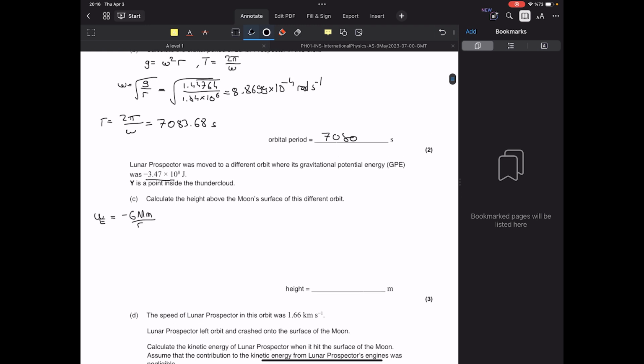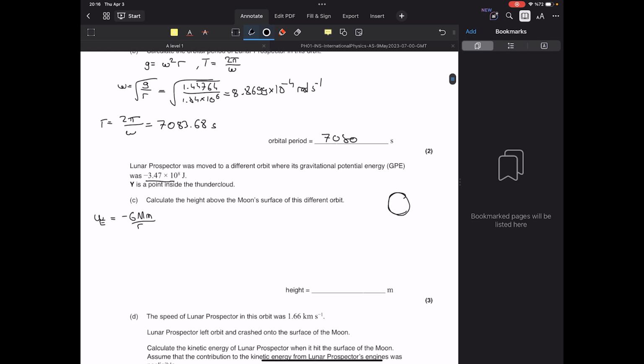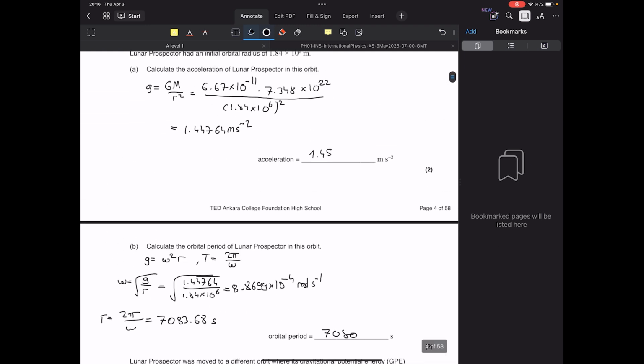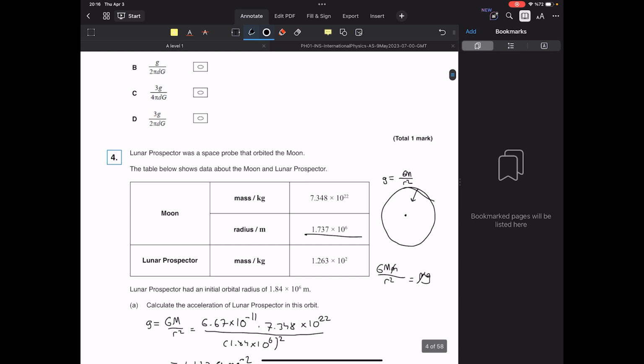Now here's the thing. If we consider the Moon as a point mass, then the orbital radius is going to be from the Lunar Prospector to the center of the Moon. So this length right here is r. We want to find the height above the Moon's surface, so this h. So from the radius, we have to subtract the radius of the Moon, which is this value.